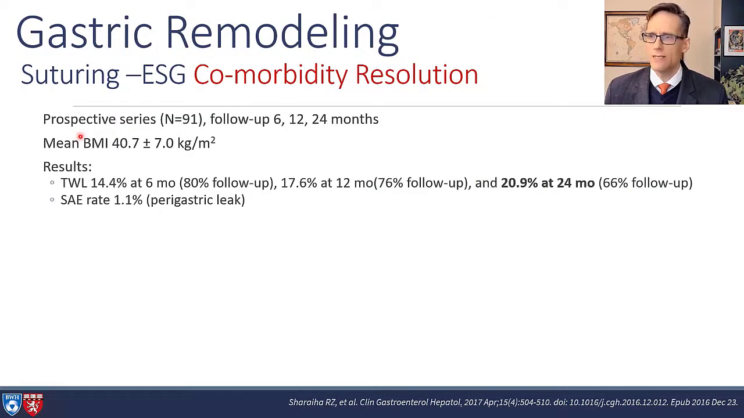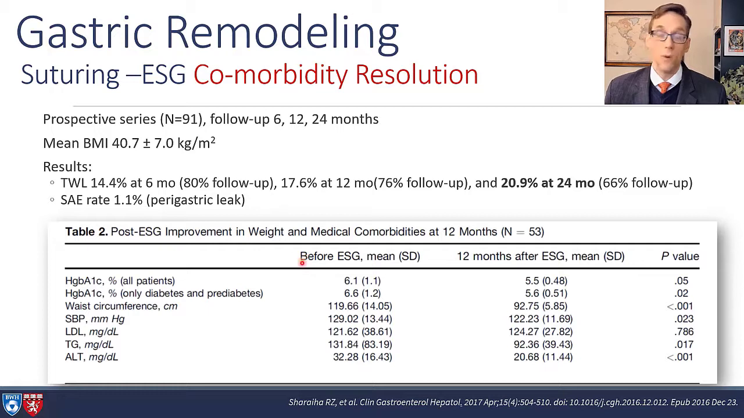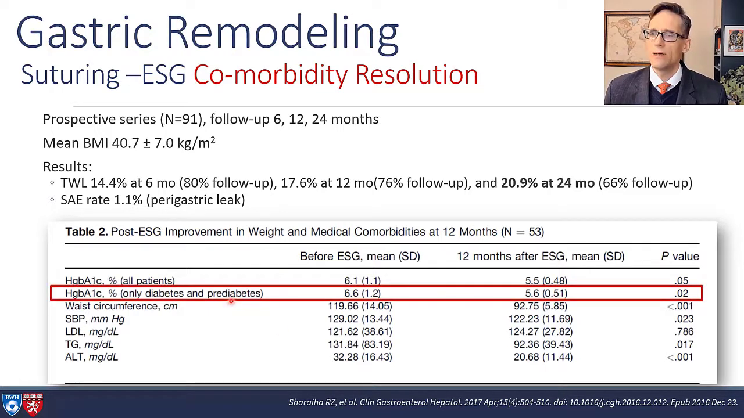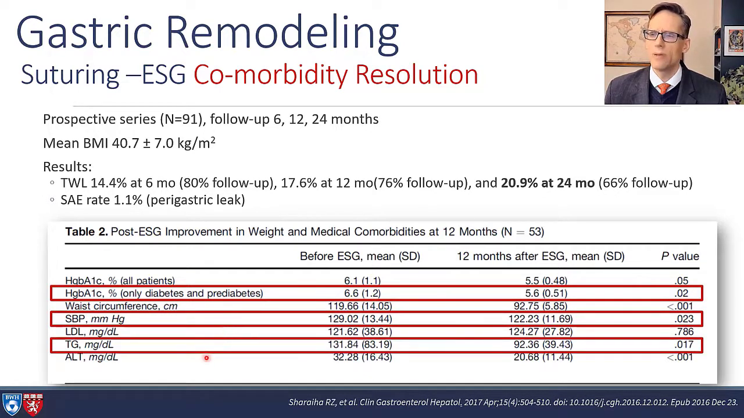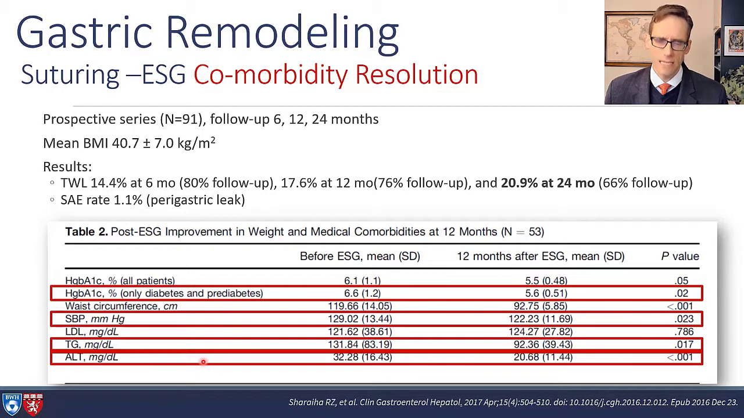Others, of course, have studied this extensively. This is from Reem Sharaiha's group. She studied 91 patients in a prospective series. And you can see here percent total weight loss of nearly 21 at 24 months, SAE rate of 1.1% with a perigastric leak. And what was interesting here is she was the first to really look at these comorbidities. And you see improvement in HbA1c by a point in those patients that were pre-diabetic or diabetic, improvement in blood pressure, triglycerides, and liver tests.